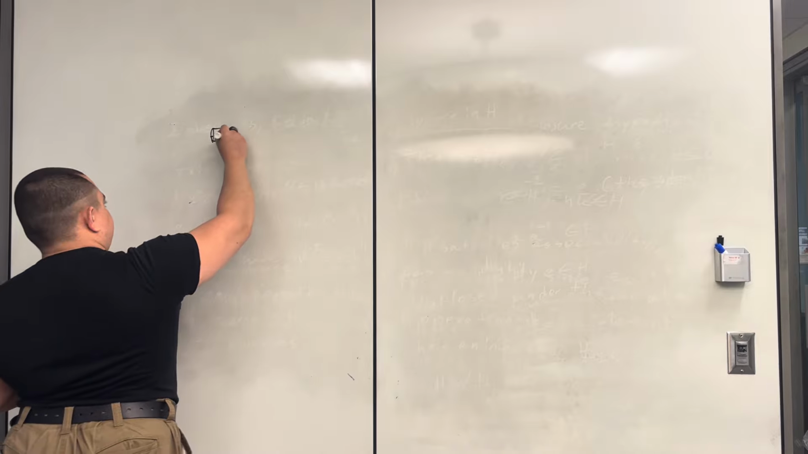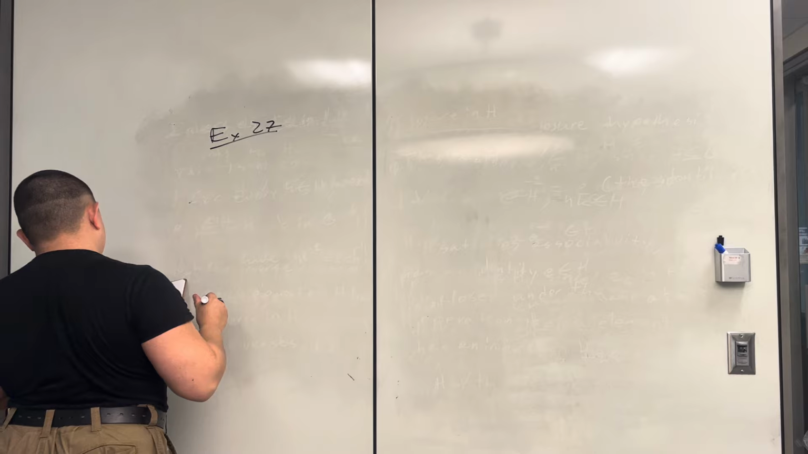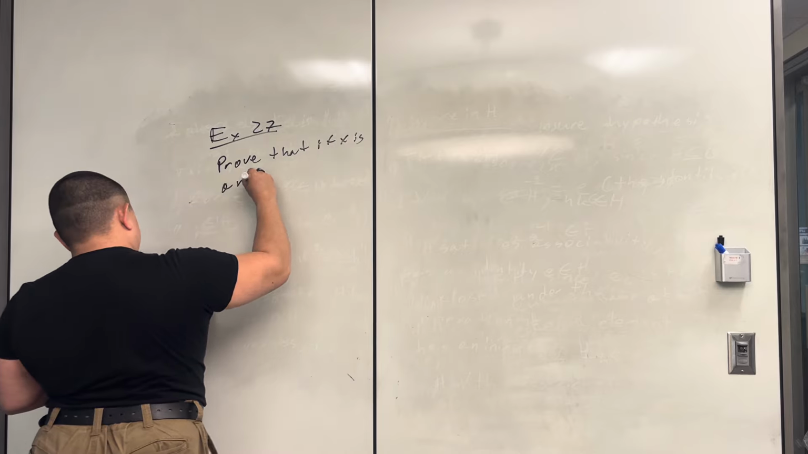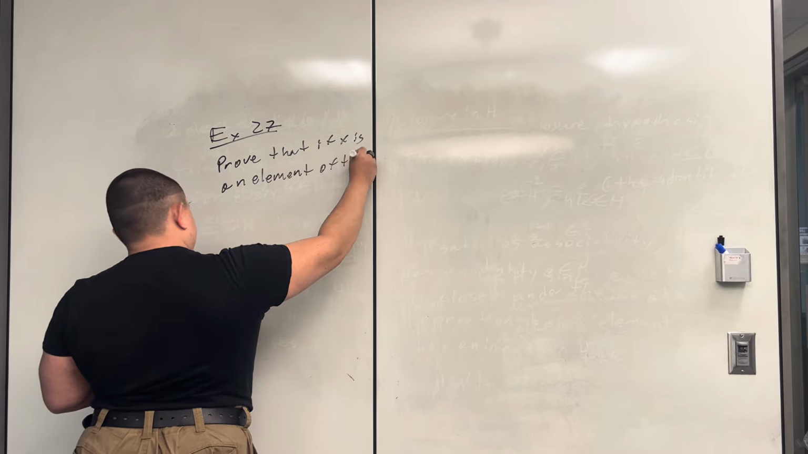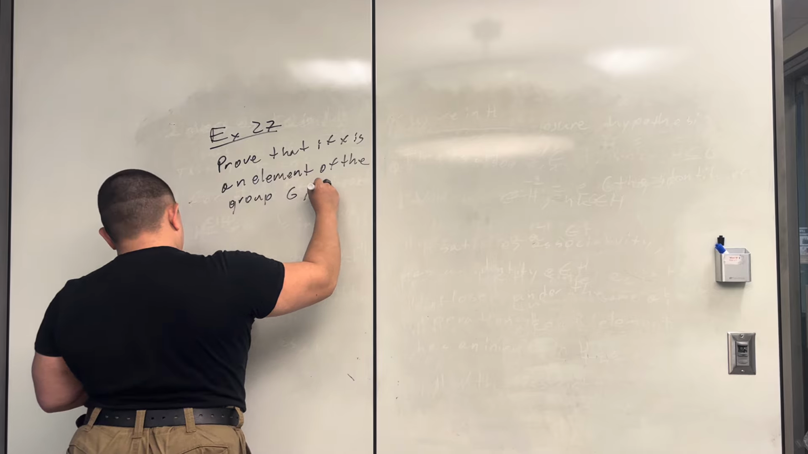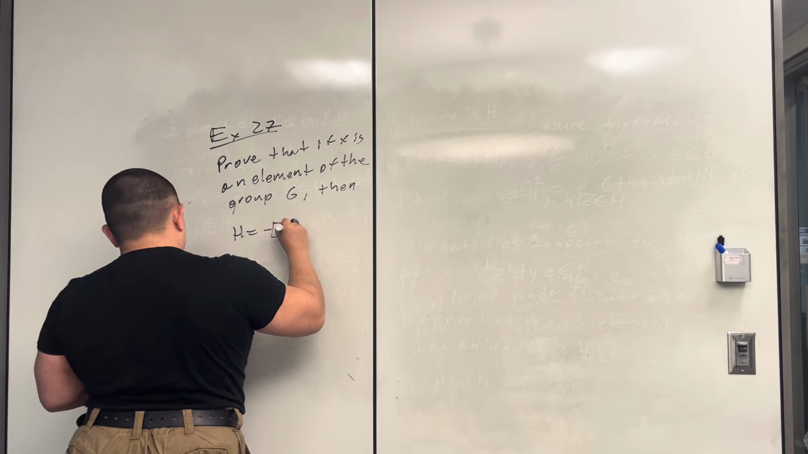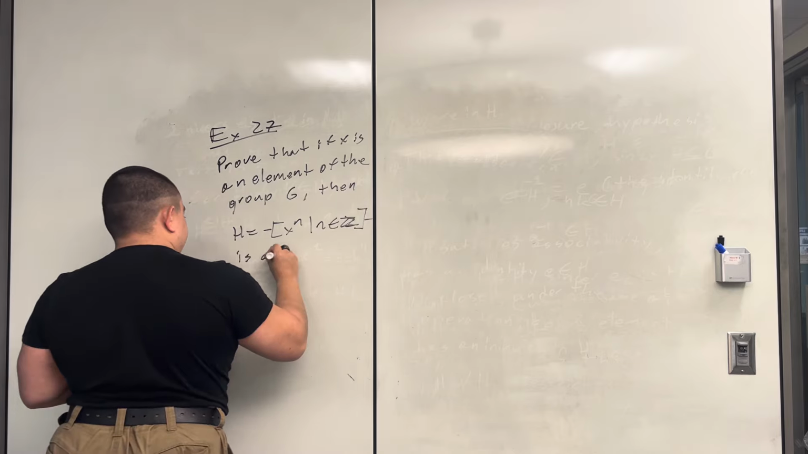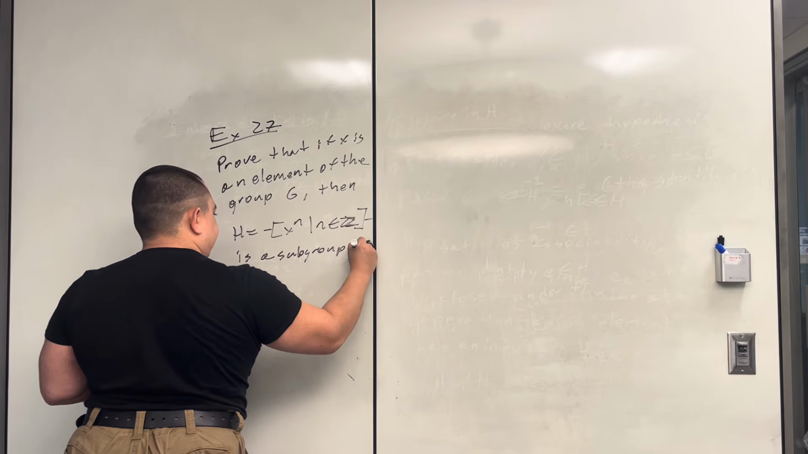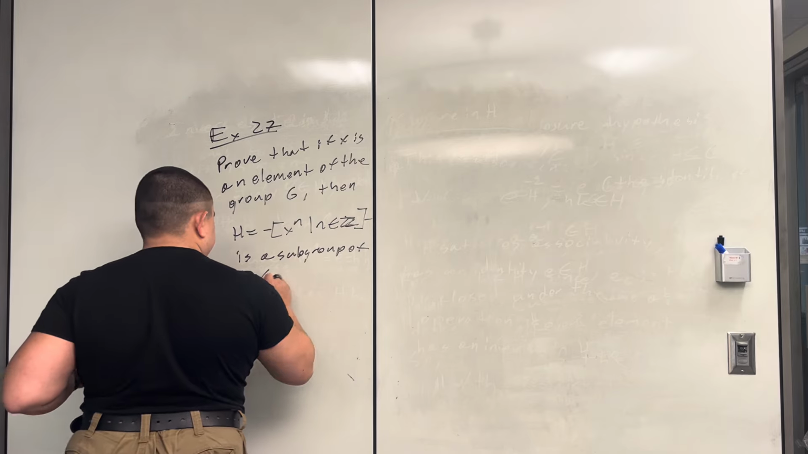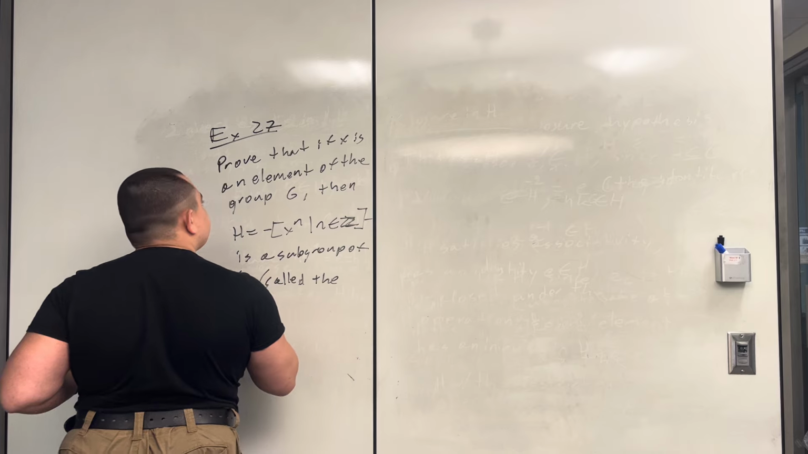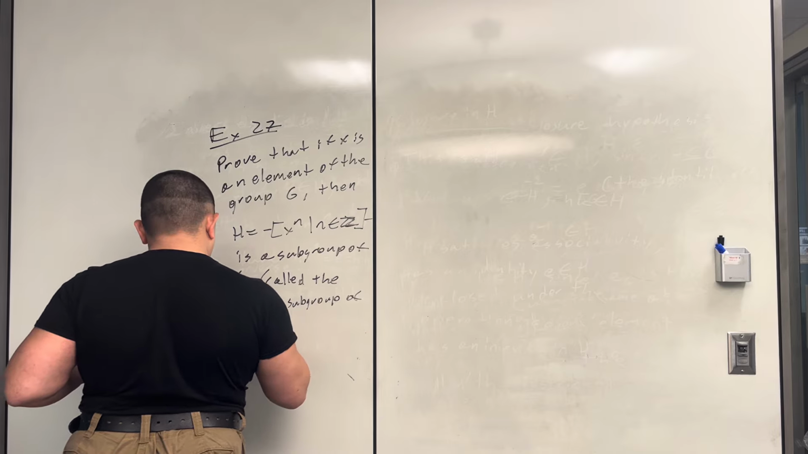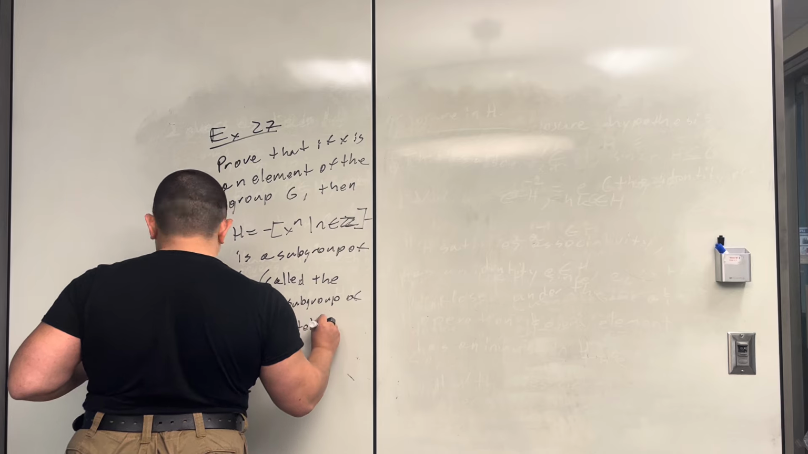So for exercise 27, we have proved that if x is an element of the group G, then H, equal to the set containing x to the n such that n is within the integers, is a subgroup of G. In this case, it's called a cyclic subgroup of G generated by x.